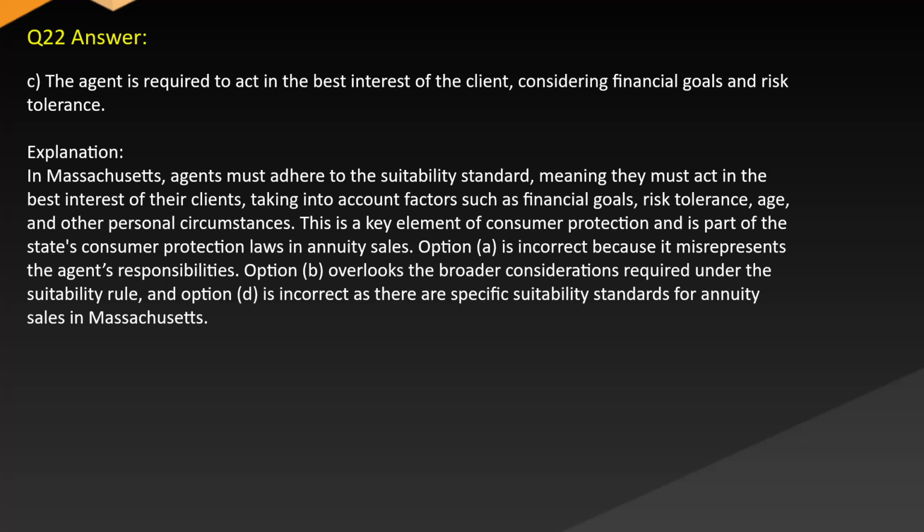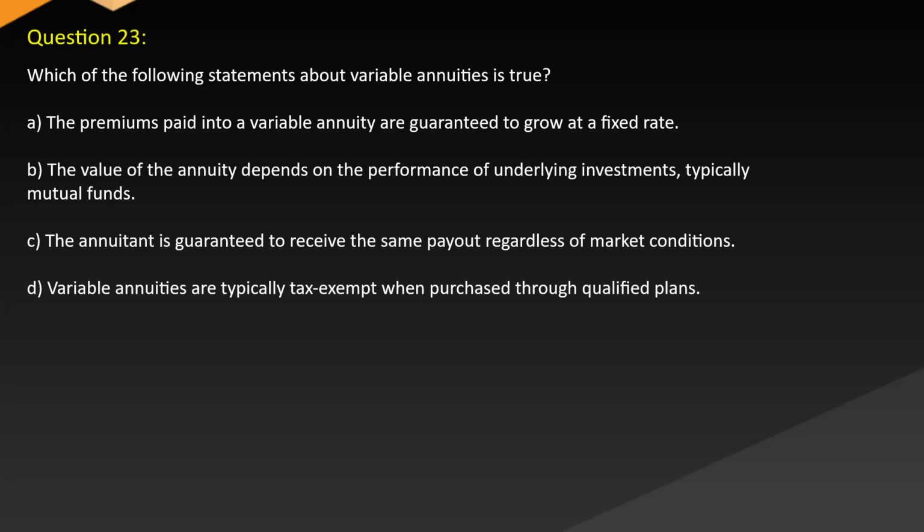Option A is incorrect because it misrepresents the agent's responsibilities. Option B overlooks the broader considerations required under the suitability rule, and option D is incorrect as there are specific suitability standards for annuity sales in Massachusetts. Question 23. Which of the following statements about variable annuities is true?